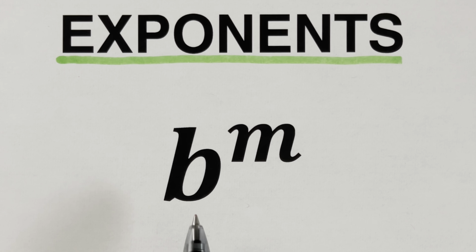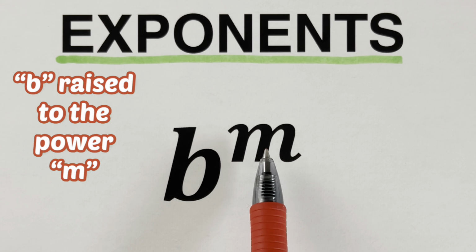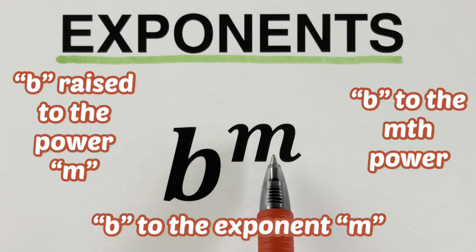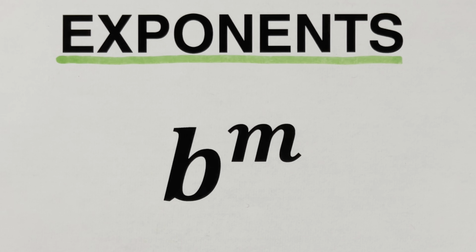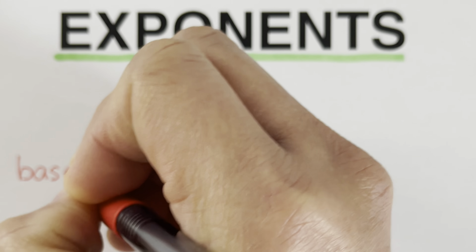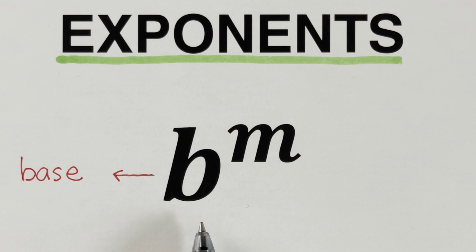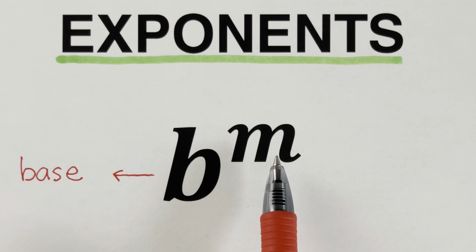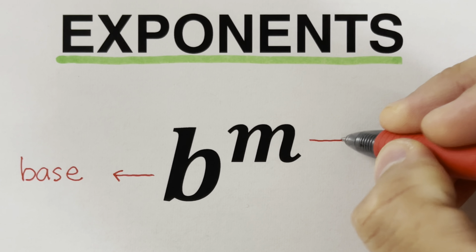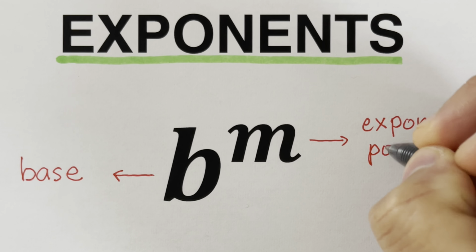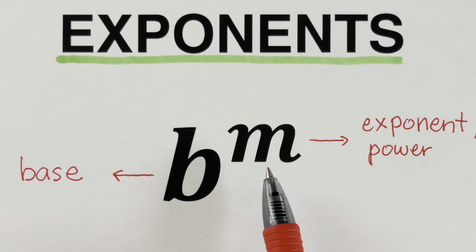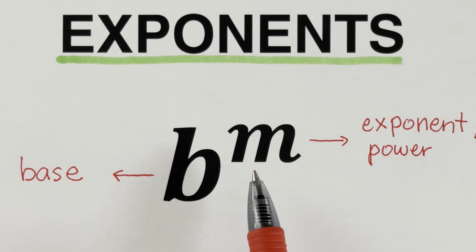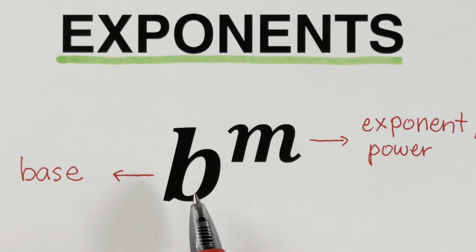We remember that this notation that we have here is read as b raised to the power m, or b to the mth power, or b to the exponent m, where our b here is called the base. Base b is a factor that is raised to a certain power, and our m here is called the exponent or the power. Exponent m, sometimes called the power, shows how many times the base b is used as a factor, or pretty much it shows how many times we multiply b by itself.